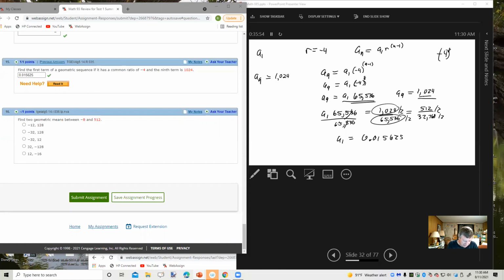512 divided by 2 is 256. And then 32,768 divided by 2 is 16,384. Wow, you know, this could go on a long time. Let's see, 256 divided by 2 is 128. 16,384 divided by 2 is 8,192. Then we get 64. And this could just continue and continue and continue.